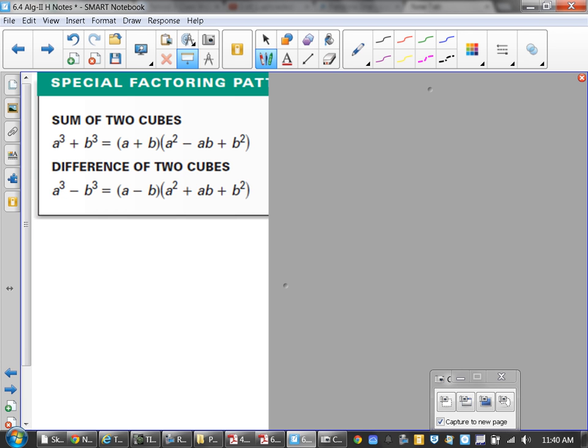First term's a perfect cube plus the second term's a perfect cube. When you factor it, a plus b, a squared minus ab plus b squared. Now let me just walk you through what just that first one looks like with numerical value. Okay. Let's use the example of x cubed plus 8.